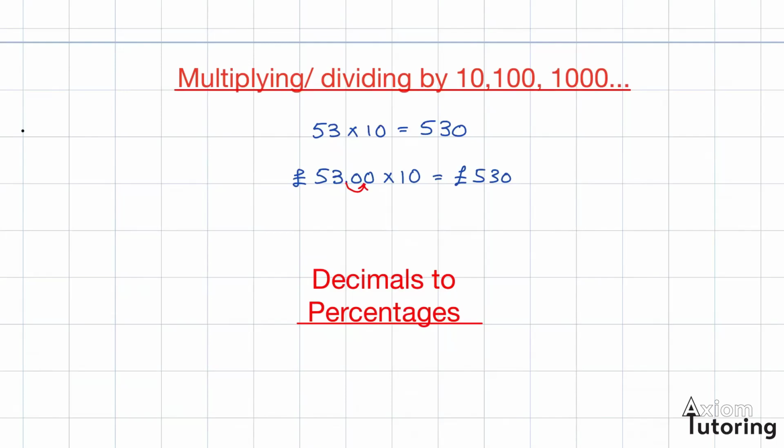What happens if we do the opposite? What if we have 5,300 pounds and we divide that by 100? Well, we would have 53 pounds. That has the effect of moving the decimal point over twice.